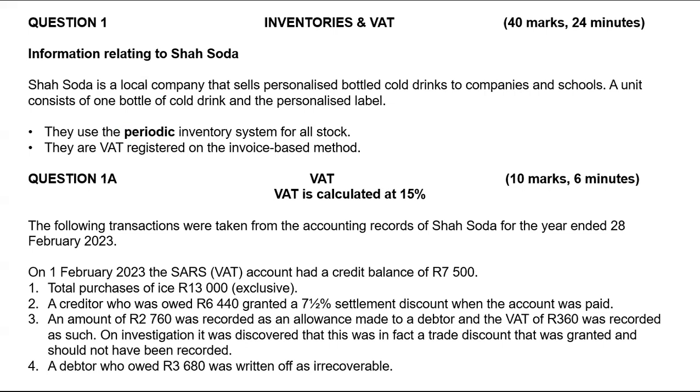Note that when we buy anything from a creditor, VAT on that thing that we bought will be VAT input. Whenever we buy, VAT on that item will be VAT input because we can claim it back from SARS. When we buy an item, VAT is included in that, and whoever we're buying from will take that VAT and pay it over to SARS. We are allowed to claim it back from SARS.